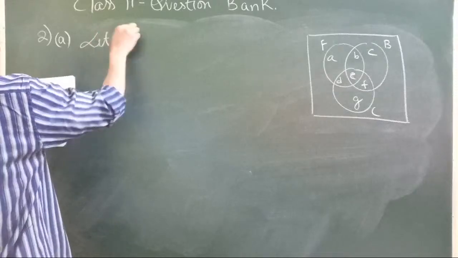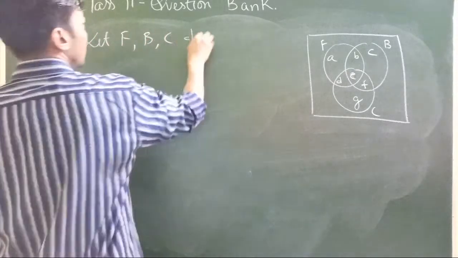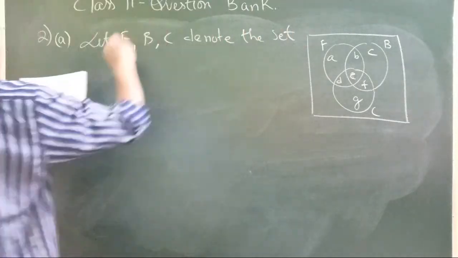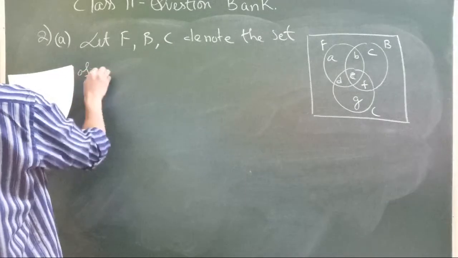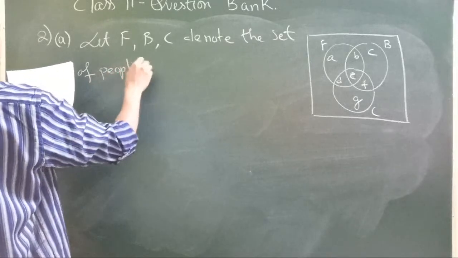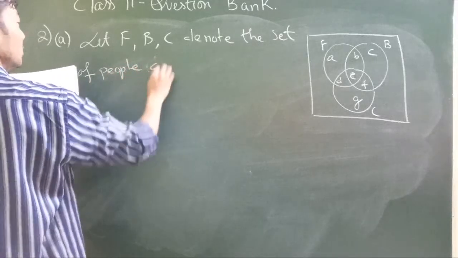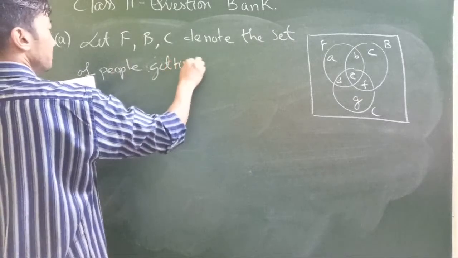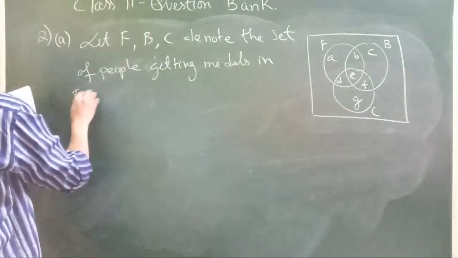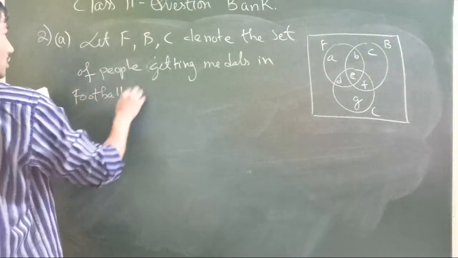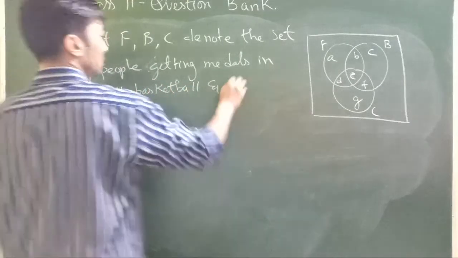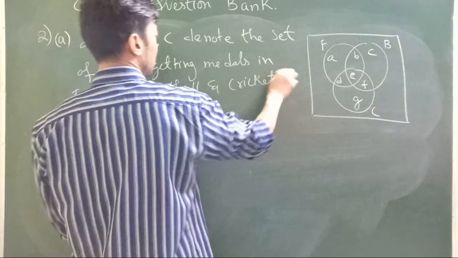Let F, B, C denote the set of people getting medals in football, basketball, and cricket.